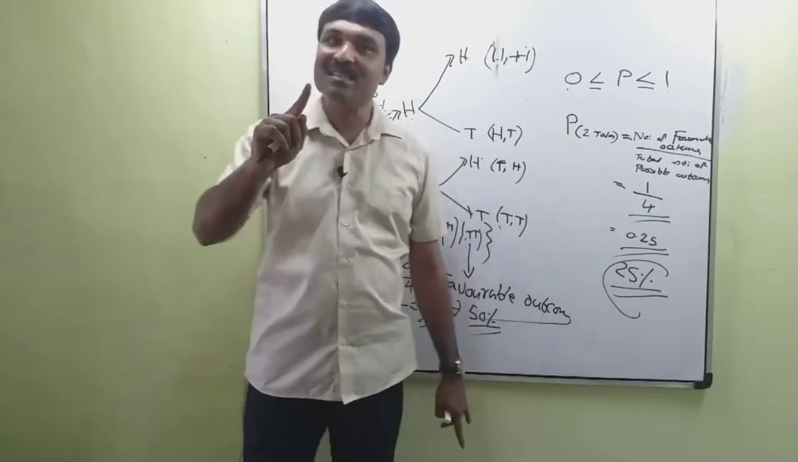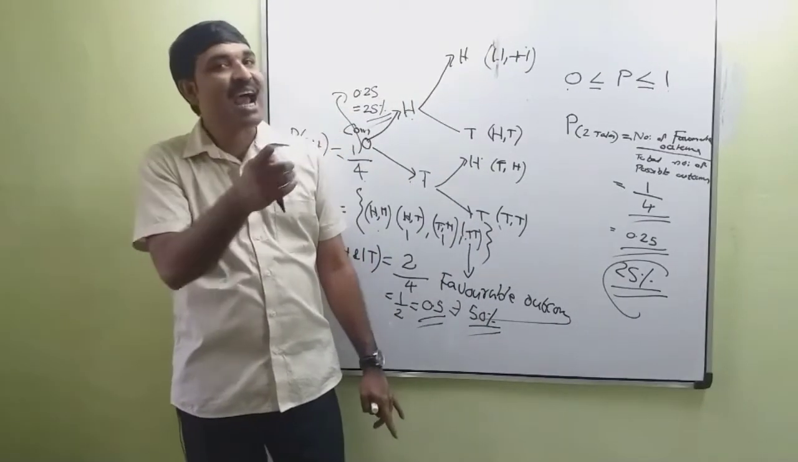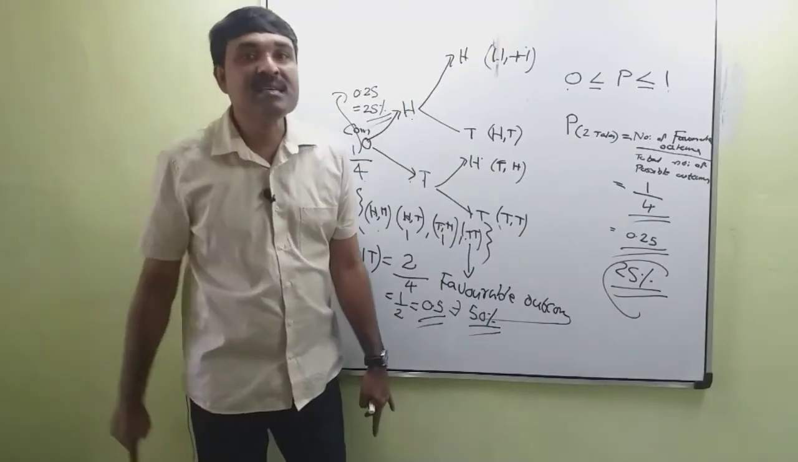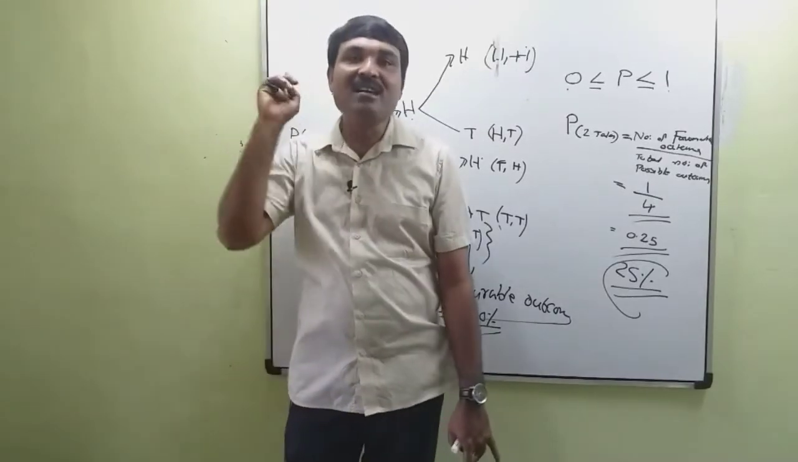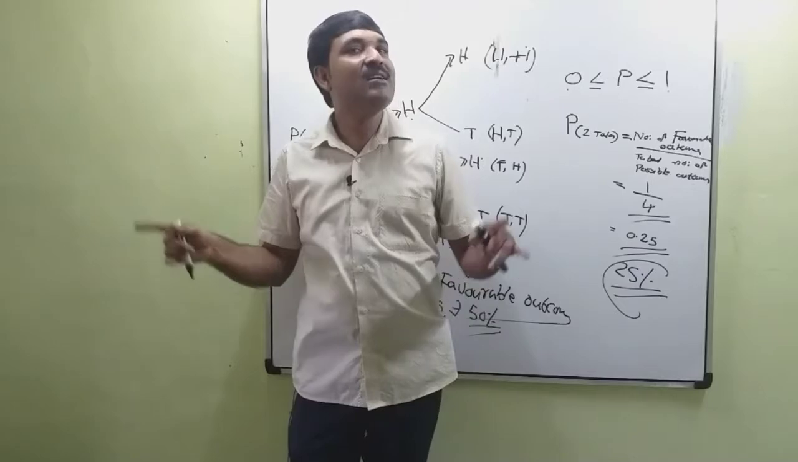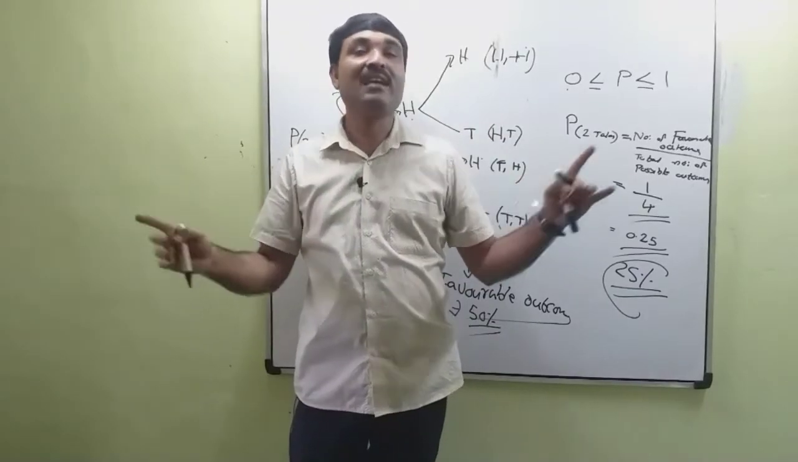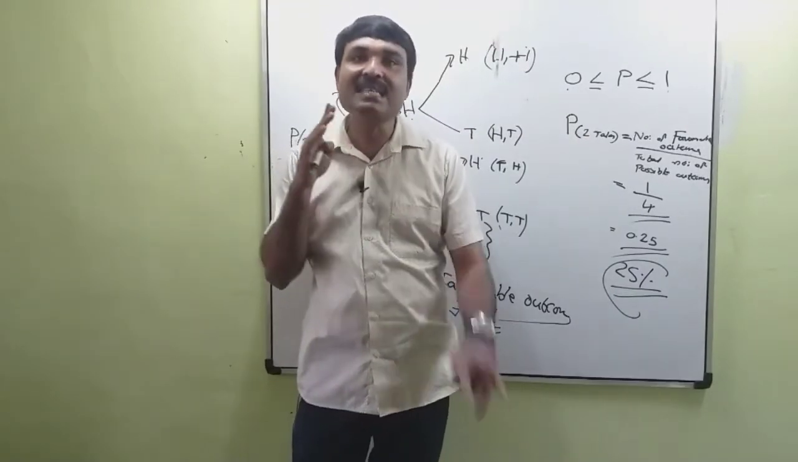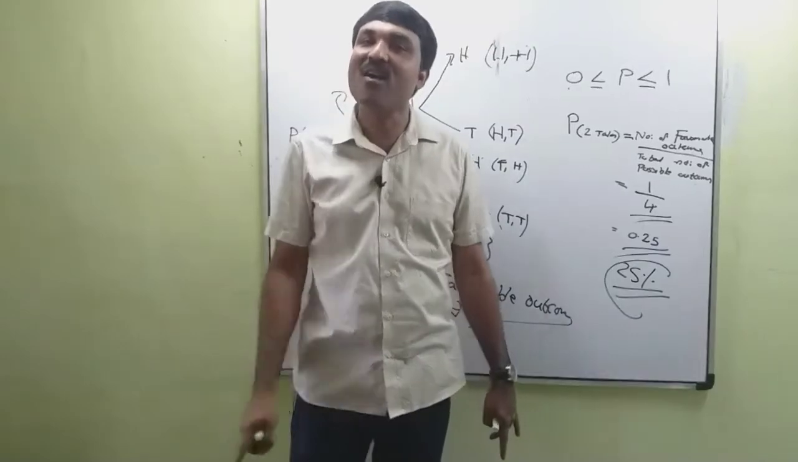Probability equal to 0 means that the event will never happen. And probability equal to 1, which is 100%, means the event will happen. But probability will never be negative. It is a positive value that lies between 0 and 1.